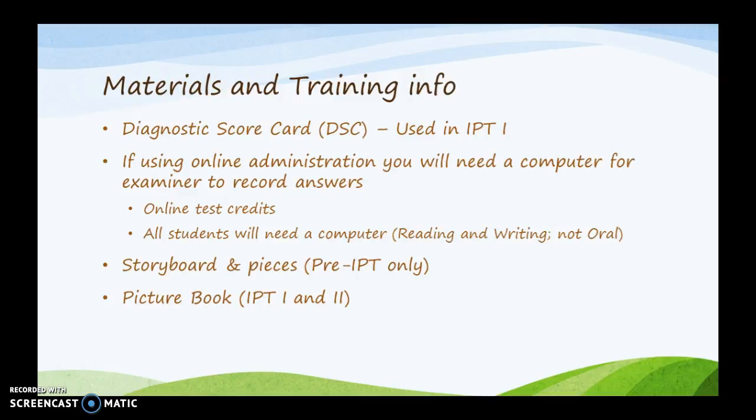Lastly, I wanted to go ahead and talk to you guys about materials and training info. So, things that are used in the classroom to use this are a diagnostic scorecard, which is used in IPT1. If you're doing the online administration, the assessor will need a computer to record the answers. They will also need the online test grids, and those who are taking the reading writing test but not the oral will need a computer. Also, you will need a storyboard and the pieces for the pre-IPT only, and a picture book for IPT1 and IPT2.